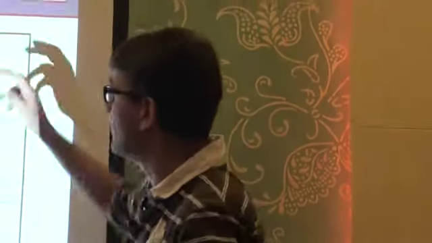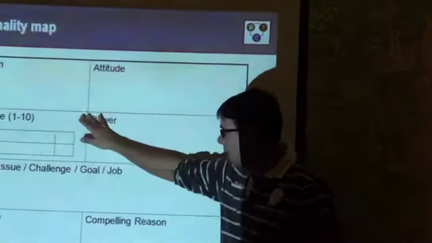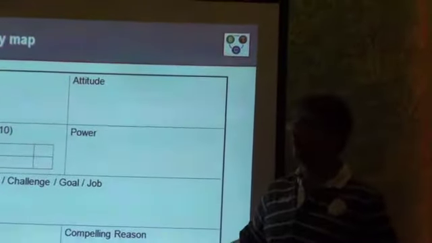And then go through a process of just looking at your customers and saying, which of my clients do I like? Which type of customer do I like more than the other? Yeah? And there are different ways and means of doing this, but this is one of them. Okay? So we've had attitude, we've had power, we've had pain, problem, issue. We are left with the compelling reason.